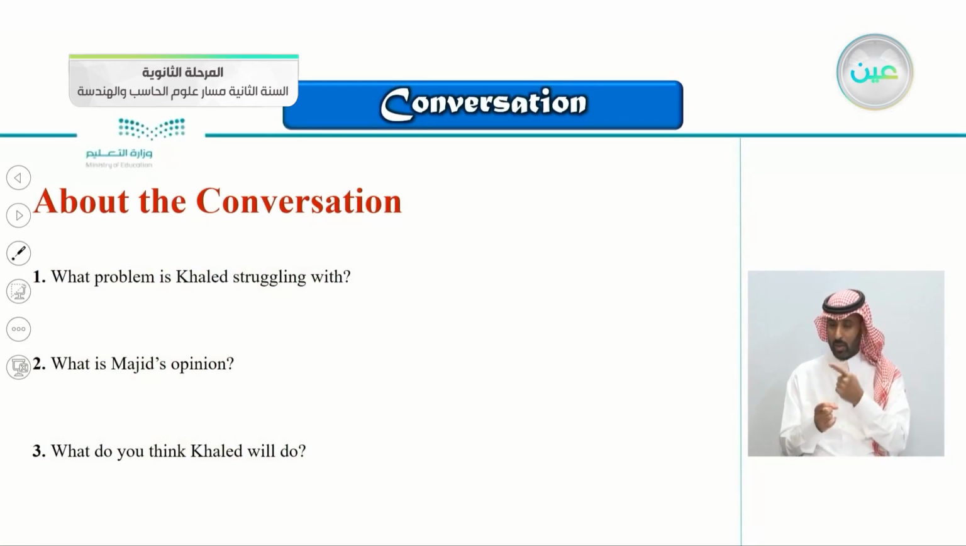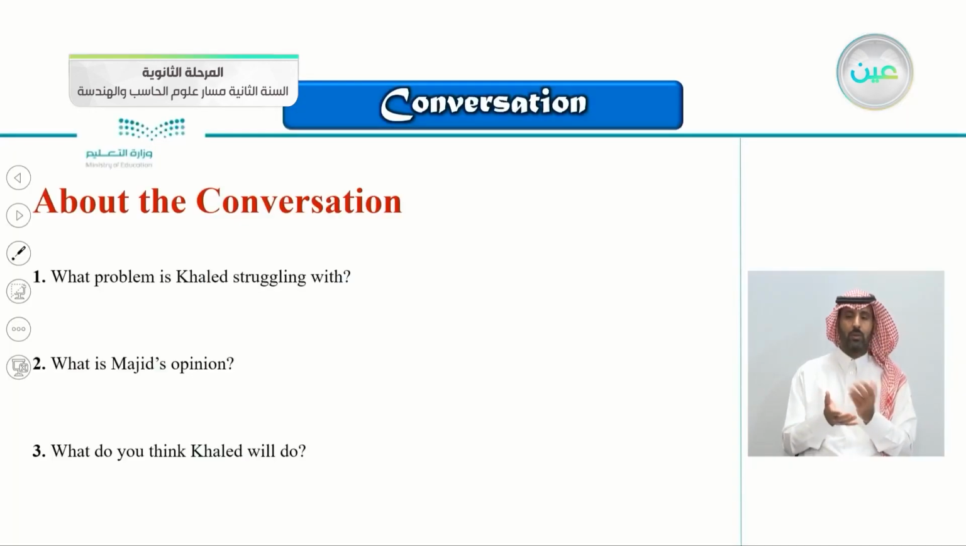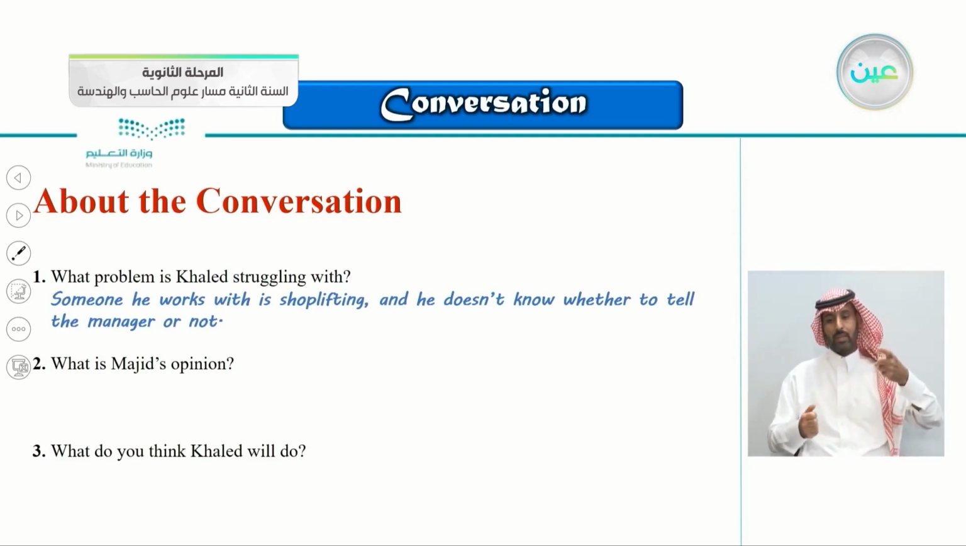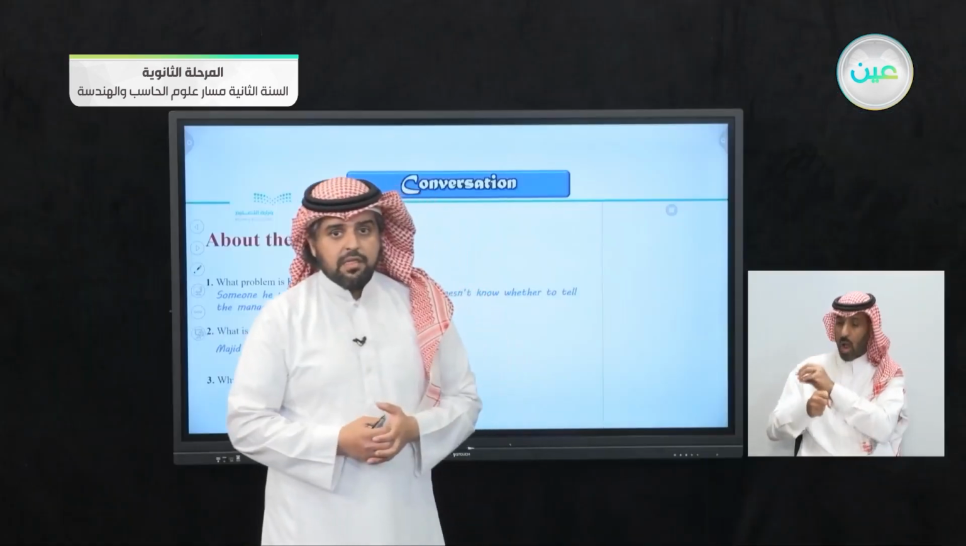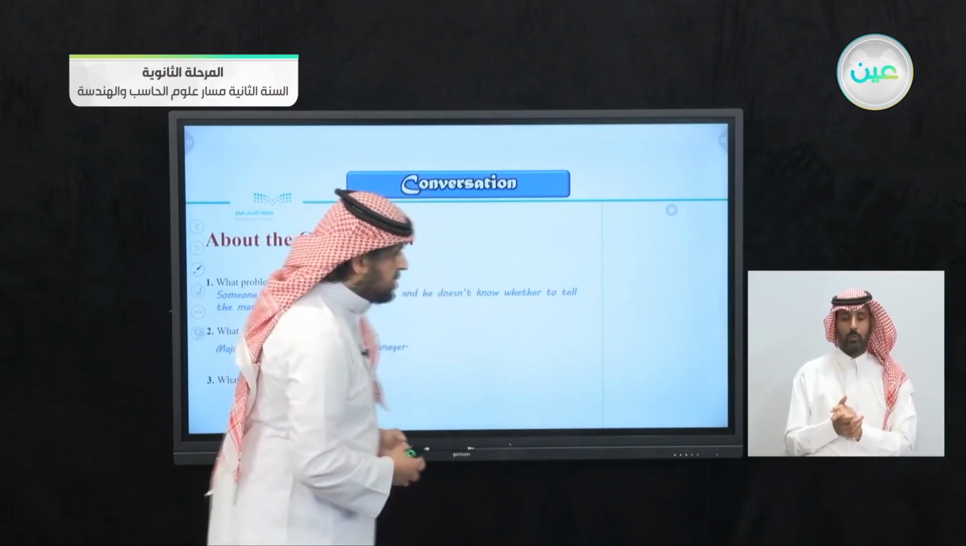About the conversation, we have 3 questions here. What's the problem Khalid is struggling with? If you remember, he said, I'm struggling. What's the problem? Yes, so someone he works with is shoplifting and he doesn't know whether to tell the manager or not. What is Majid's opinion? Yes, Majid thinks he should tell the manager. He said, blow the whistle on him. Tell the manager that your co-worker is stealing or you would be in trouble.